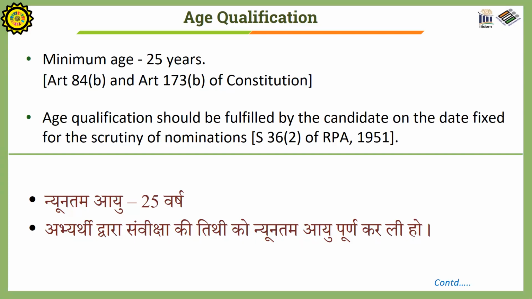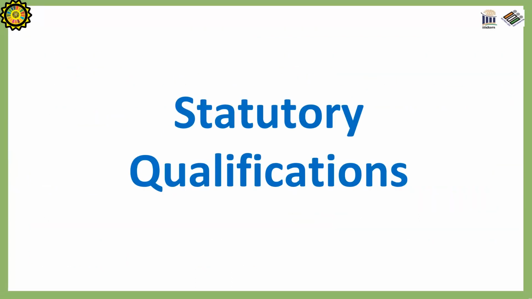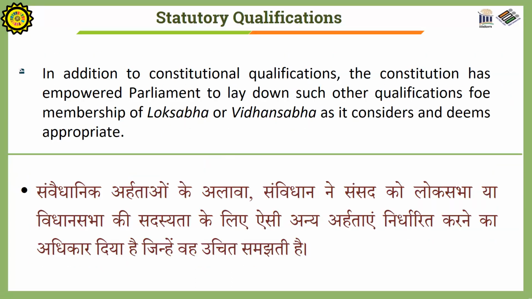Age qualification. Minimum age 25 years. Age qualification should be fulfilled by the candidate on the date fixed for the scrutiny of nominations. Where the age of a candidate is not correctly shown in the electoral roll, he or she should mention his or her correct age in the nomination paper, as any such incorrect entry in the electoral roll will be overlooked by the RO. Statutory qualifications.